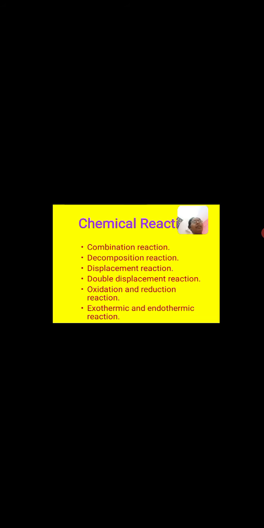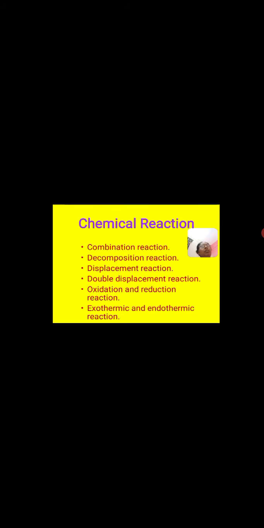In science and technology subject, we have to study part 1 and part 2. There are 10 chapters in part 1 and 10 chapters in part 2. In part 1, there is the third chapter, chemical reactions and its equations. We take this chapter first to study because it is very simple and easy to understand.